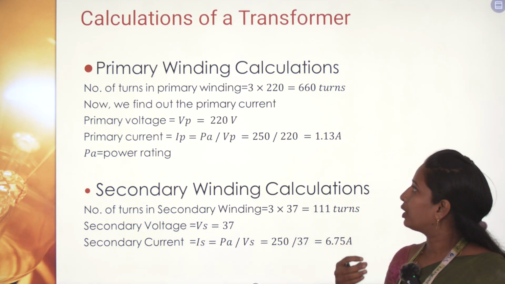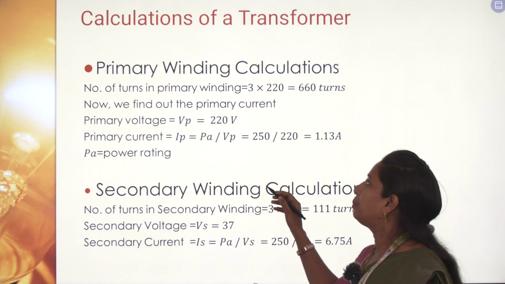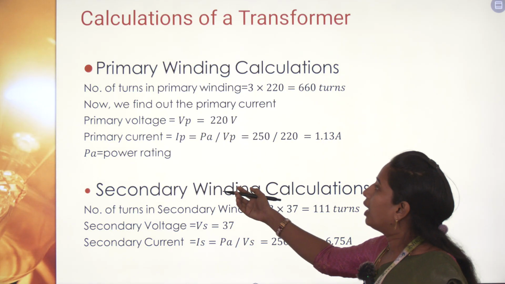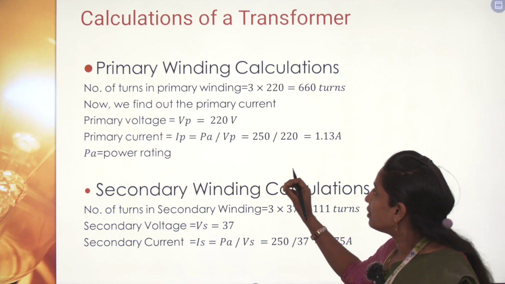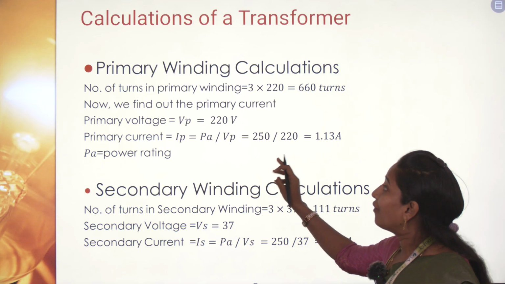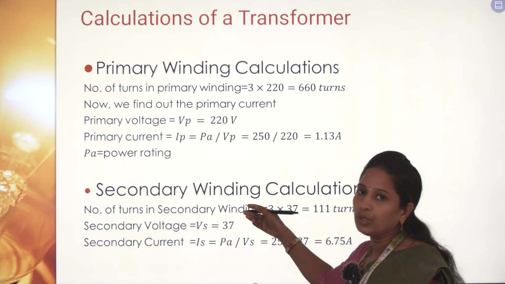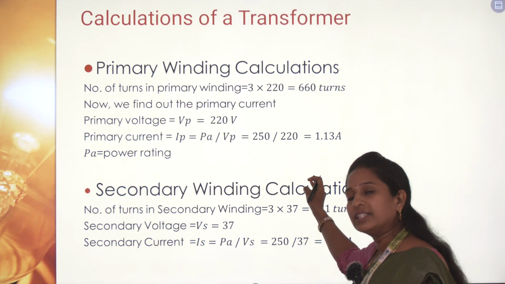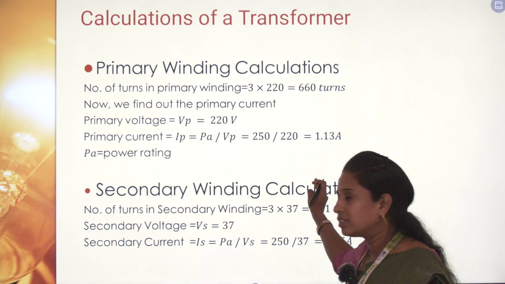So now we will find the primary current. The primary voltage Vp is equal to 220 volt, and the primary current Ip is equal to PA divided by Vp, that means power rating divided by primary voltage. As we know, we substitute the values here, and then we get the current, which is 1.13 amps.